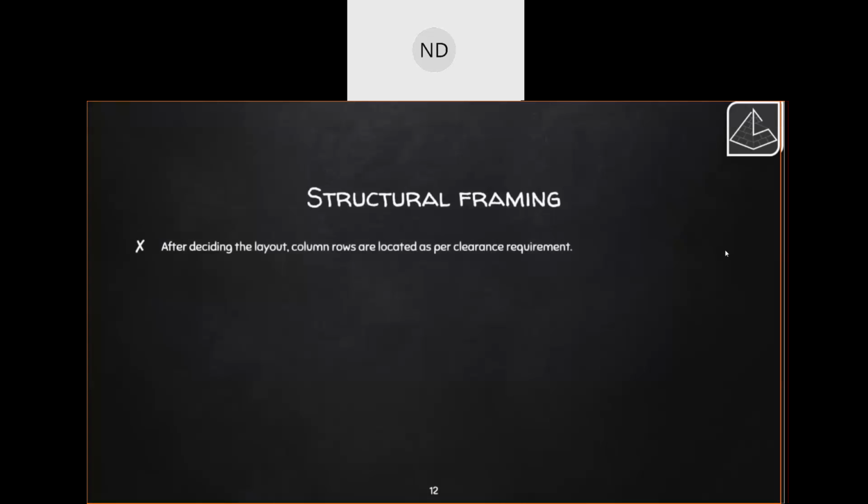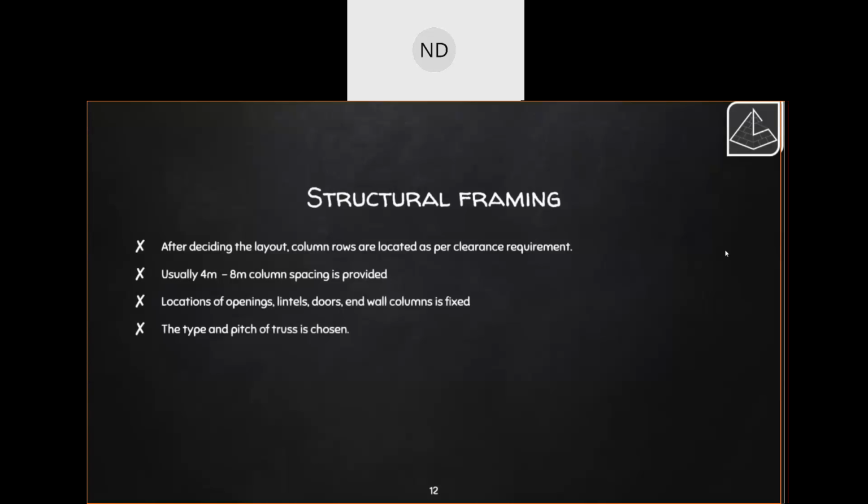Let us talk about structural framing. So after deciding the layout, column rows are located as per the clearance requirement. So the first step is to locate the column. Usually 4 to 8 meter column spacing is provided. Then the locations of openings, lintels, doors, and wall columns are fixed.